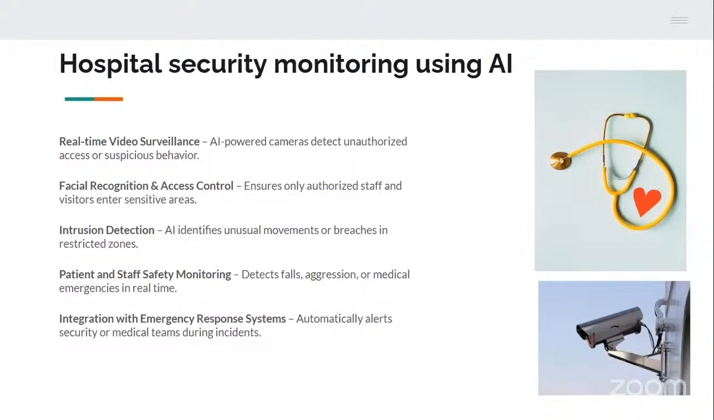Next is patient and staff safety monitoring. Sometimes patients fall or become aggressive during medical treatment. These kinds of abnormalities can be detected by AI through CCTV cameras. It's both for patient safety as well as staff safety. Staff can be abused by patients, or patients can be denied treatment, and physical incidents like these can also be detected using hospital security monitoring. So this plays a major role.